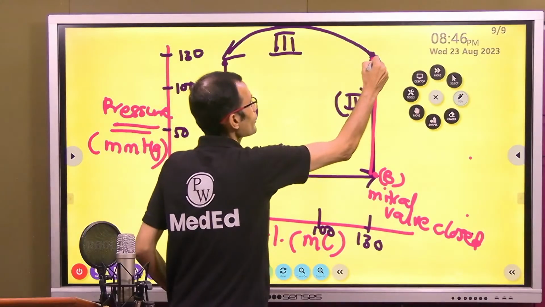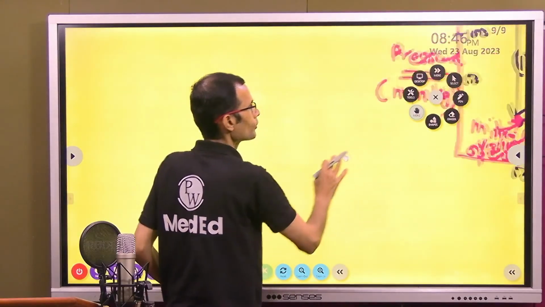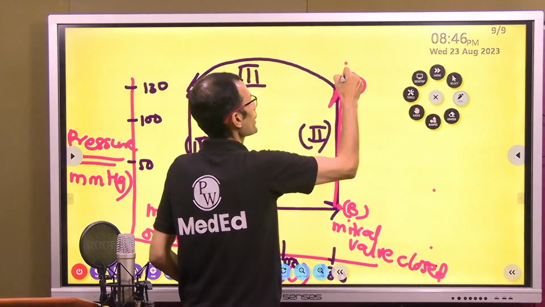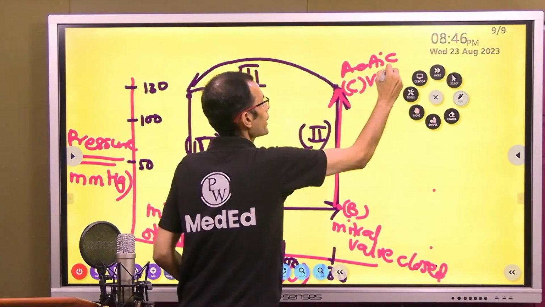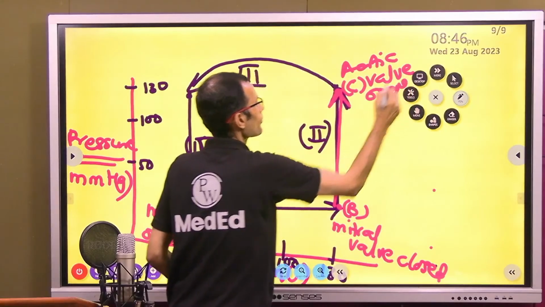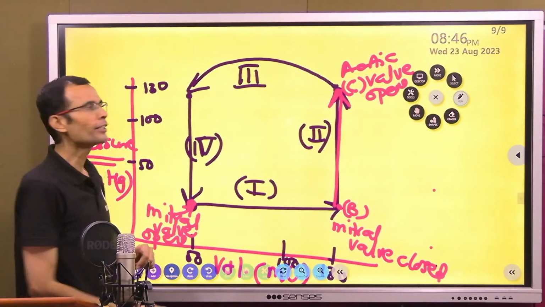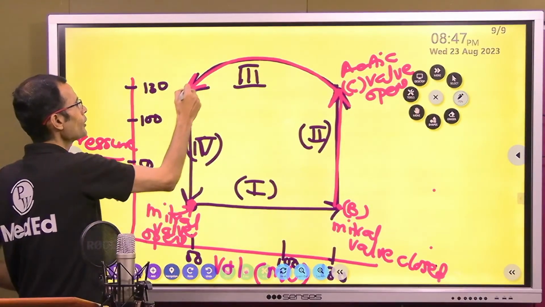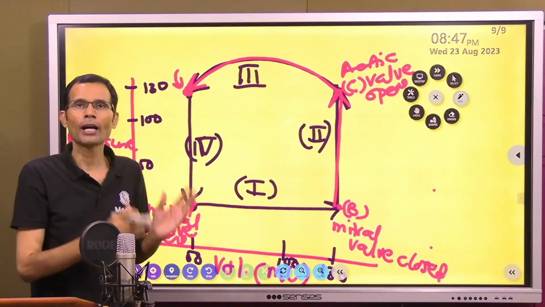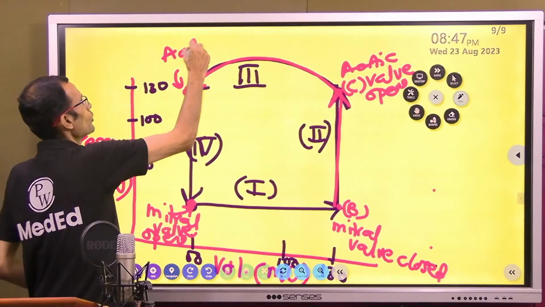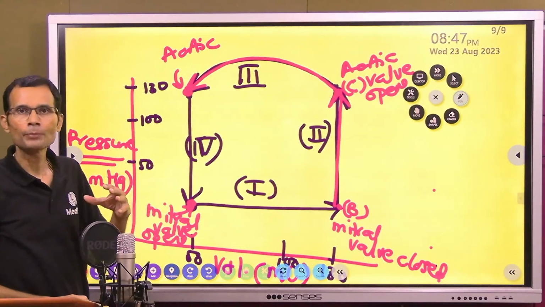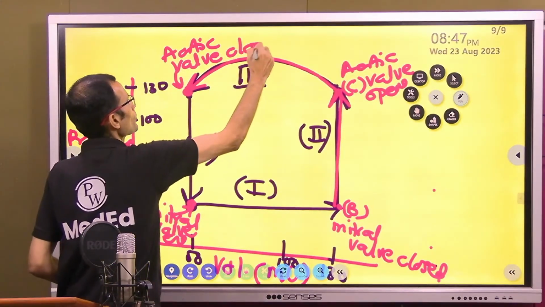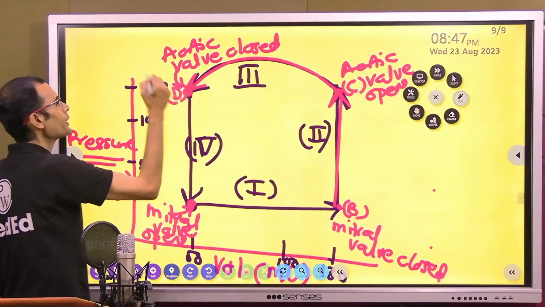Finally, at the end of it, the aortic valve will open. Okay. At point C, the aortic valve will open. And since the aortic valve opens at point C, ejection will start. The phase of ejection. And at the end of the phase of ejection, the aortic valve will close. So this is how the mitral and aortic valves are opening and closing at various points. Aortic valve closed at point D.